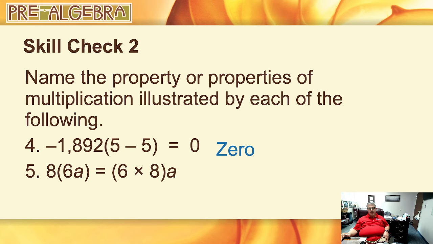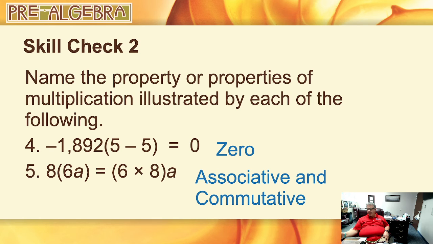associative, and it is the commutative, because as we look at it here, we have 8 times 6 here, but now we have 6 times 8 here. So not only have they been regrouped, the 6 and the 8 and the 6 and a, but they also have now switched places. The 8 and 6 is now 6 and 8. Okay, so that is the associative and the commutative properties.